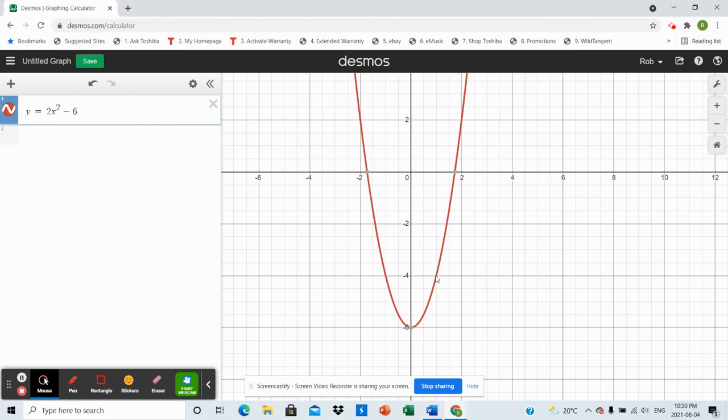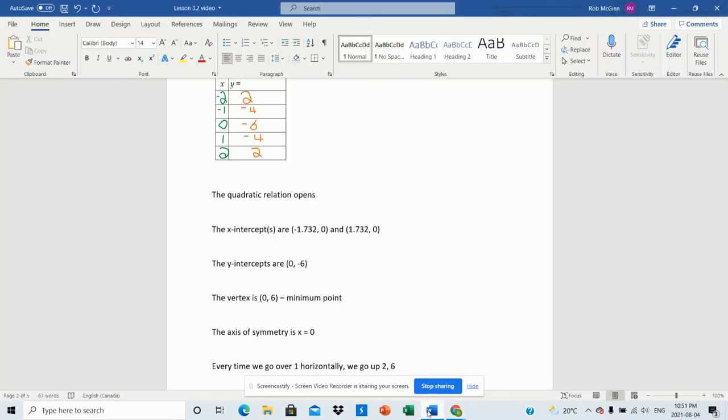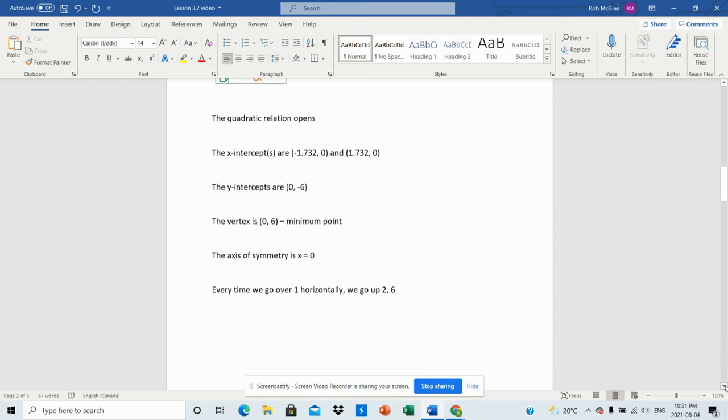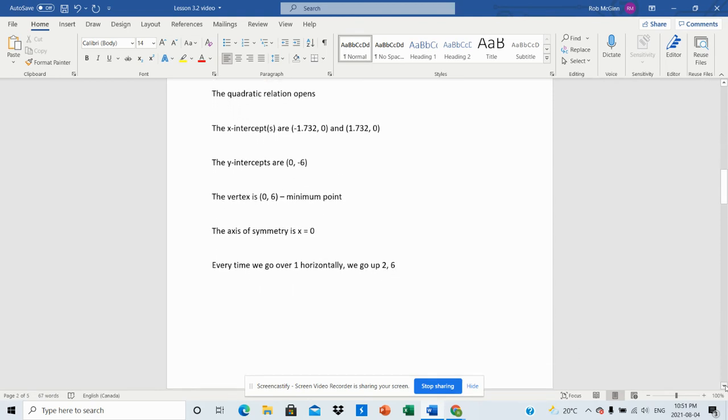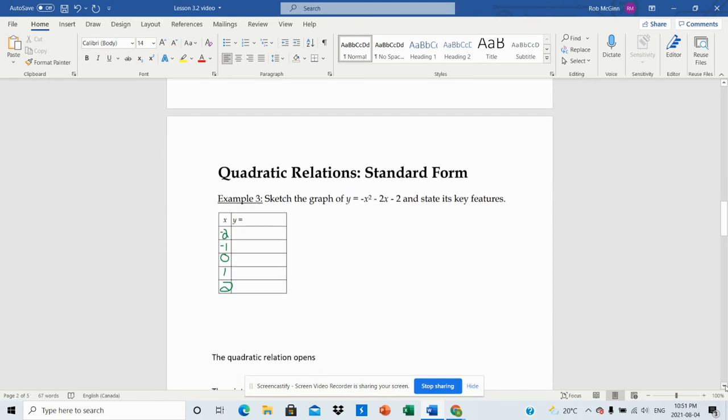What happens when we go across 1 again? We're going to go up 6 whole units. So we're just going to put that in there, and we're just going to stop right there. This will become important very, very shortly as we talk about the step pattern. All right, so that's our properties of this quadratic relation. Perfect.